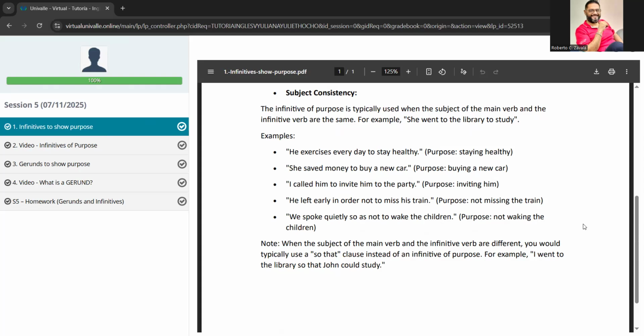Note, when the subject of the main verb and the infinitive verb are different, you would typically use a so that clause instead of an infinitive of purpose. For example, I went to the library so that John could study. So if you notice, we have different subjects, I, and we also have John. We normally use so that to show purpose when we're talking about a different subject than the primary one or the main subject.